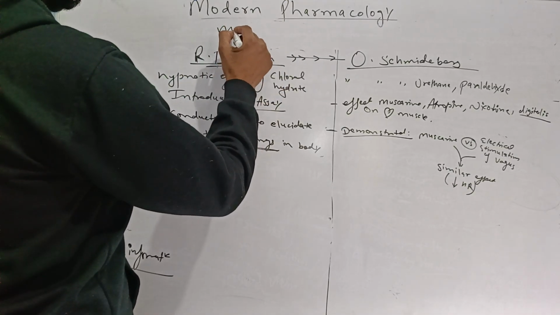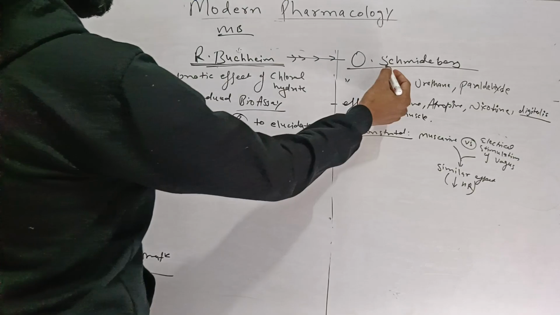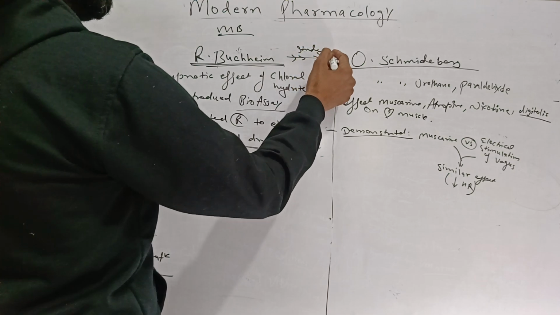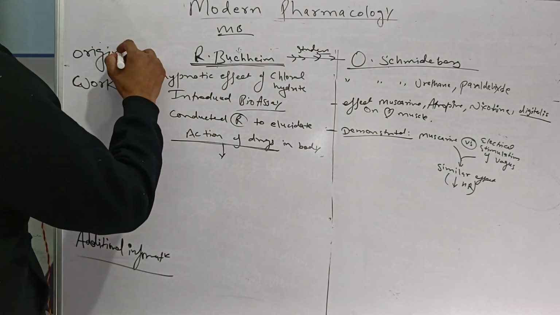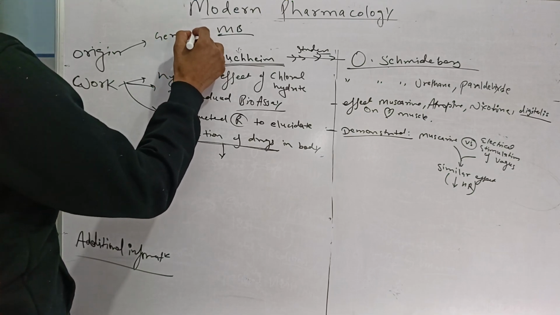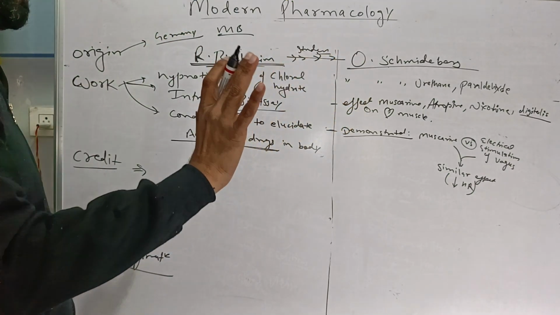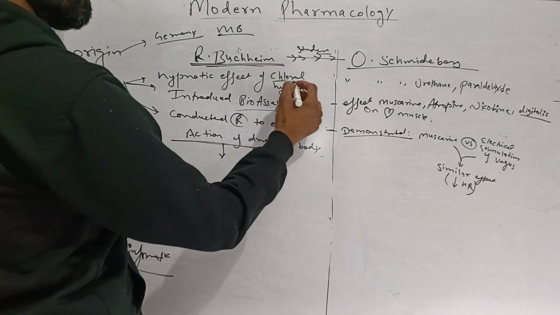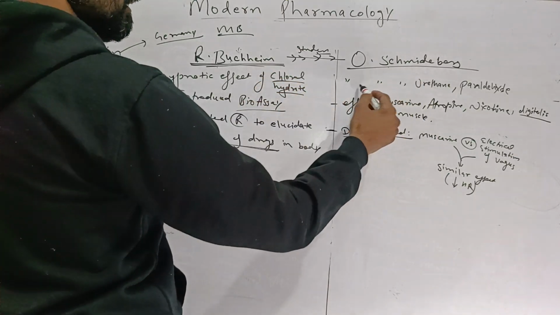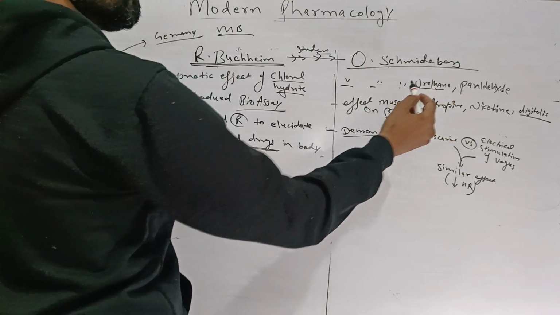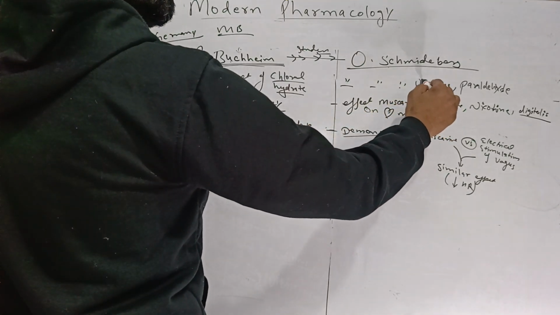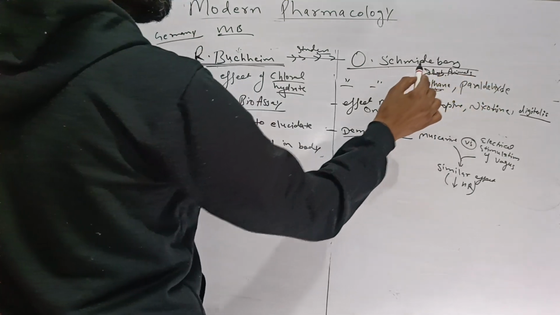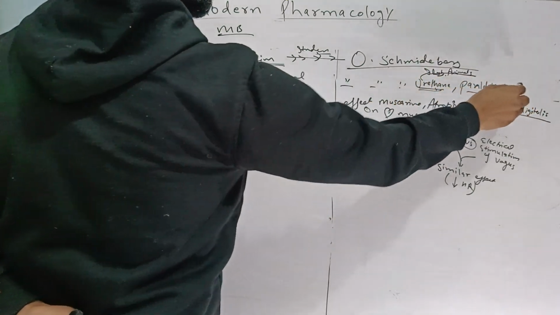After Magendie and Bernard, Rudolf Buchheim and Oswald Schmiedeberg. Oswald Schmiedeberg was a student of Rudolf Buchheim. Both their origin was Germany. They were German pharmacologists, not physiologists. And the work they conducted: Buchheim studied the hypnotic effect of chloral hydrate, and Schmiedeberg the hypnotic effect of urethane, a urea derivative, an anesthetic we normally used for lab animals in earlier days, and paraldehyde.